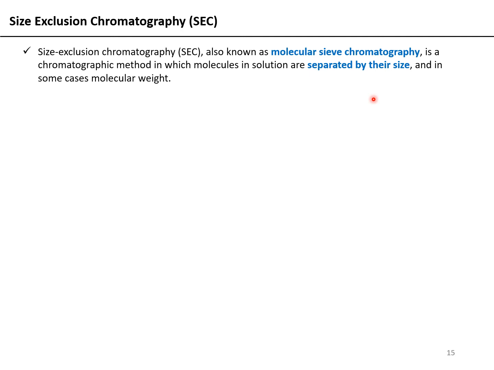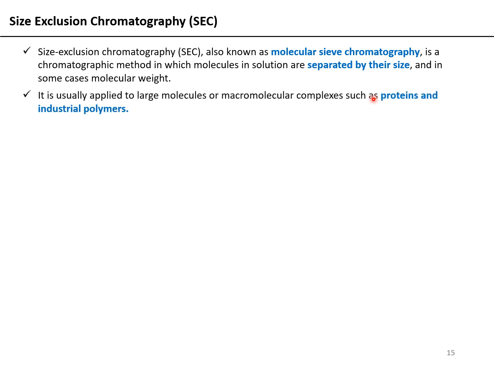SEC is something that would typically not be the first chromatographic step that you perform when purifying a protein. It is usually the last step of protein purification, whereby once you have purified your protein to a certain extent and you have around 80 to 90% pure protein, then you go ahead and perform size exclusion chromatography. It is usually applied to large molecules or macromolecular complexes like proteins and industrial polymers.